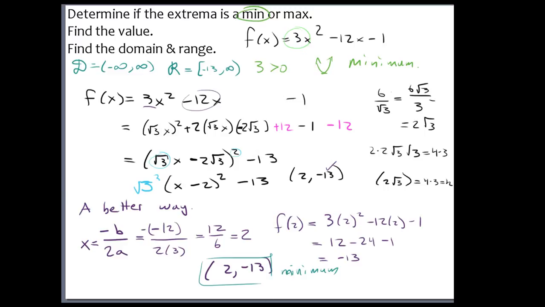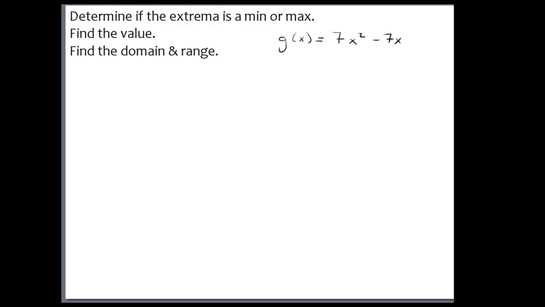Let's do another one. g of x is equal to 7x squared minus 7x. We're not even going to bother with any of the completing the square. We're just going to jump straight to that axis formula. Negative negative 7 over 2 times 7. So that's 7 over 2 times 7. That's 1/2.